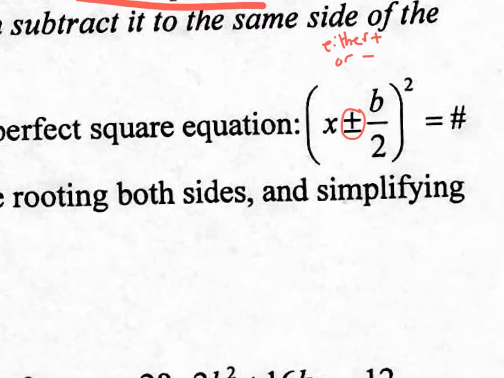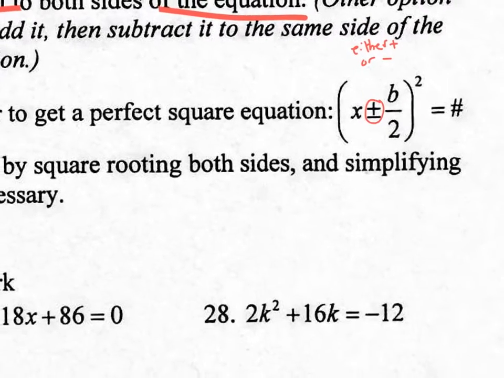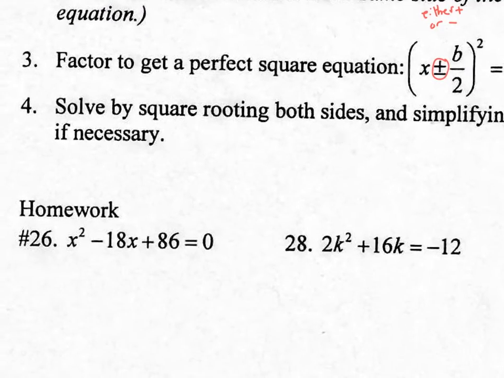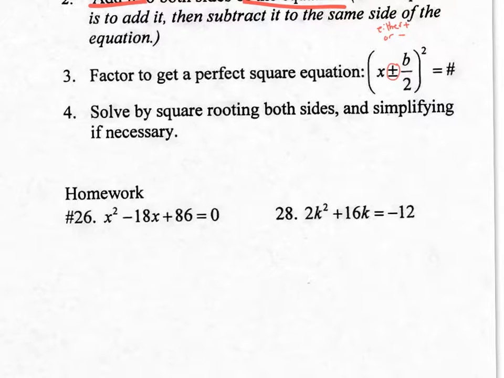I apologize. So the goal is to be able to write it as a binomial squared. Here's a binomial squared equals a number. Now, why do we want a binomial squared? That way we could square root the left side, square root the right side, and it'll get rid of the square. Okay? And that's what step 4 is, solving by square rooting both sides and simplifying if necessary.